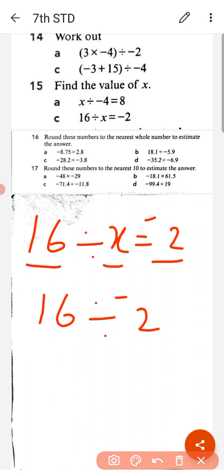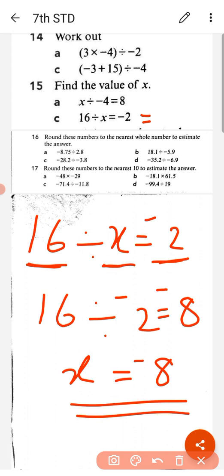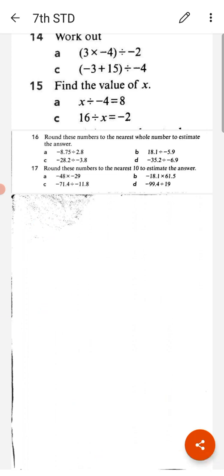Okay. Here the position of x is in the place of divisor. We have to calculate the divisor here. So to find the divisor, you should divide the dividend by the quotient. 16 divided by 2 is 8. Here we are dividing a positive number by a negative number, so our answer is negative. So x is equal to negative 8. Okay.